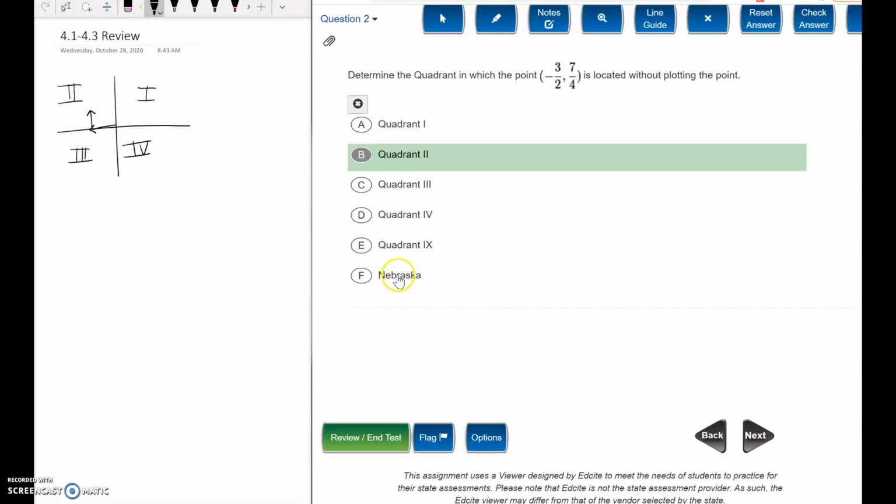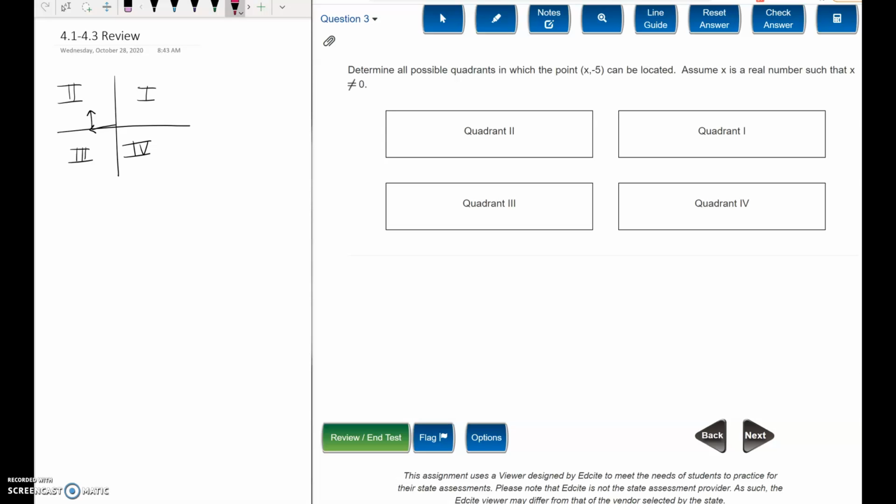Nebraska. If you click Nebraska, I'm tempted to just take a couple points off because there definitely is not a quadrant in the coordinate plane called Nebraska. Something's wrong with it. I mean, if it said Iowa, maybe, but Nebraska, no.